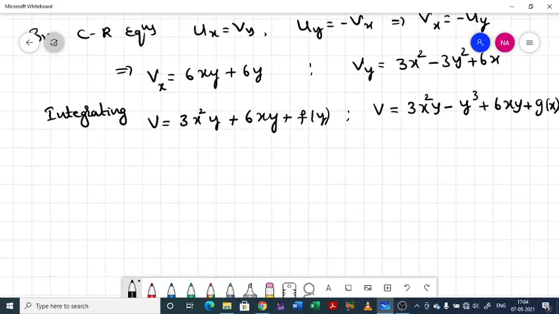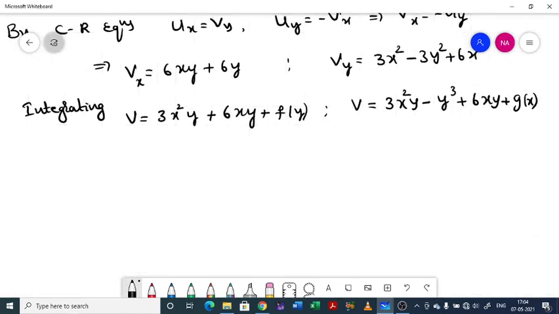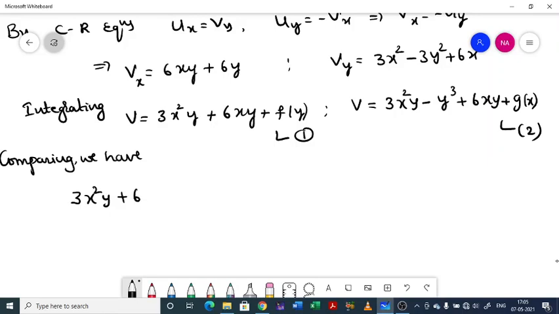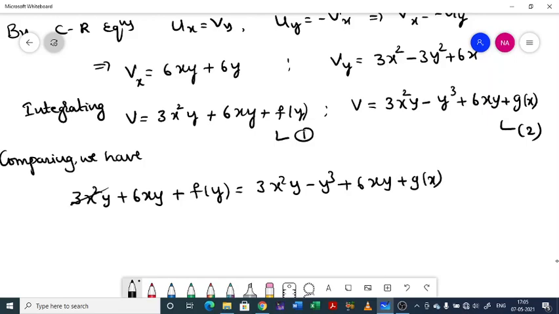Now if you compare these two, we have v equal to, this I will call equation 1 and this I will call equation 2. If I compare equation 1 and 2, then we will have 3x square y plus 6xy plus f of y equal to 3x square y minus y cube plus 6xy plus g of x. See, 3x square y is the same on both sides.